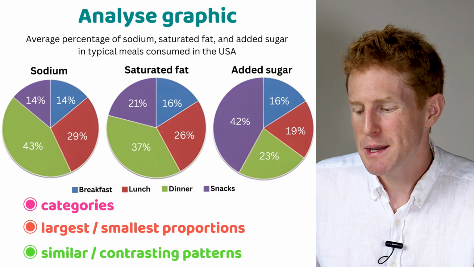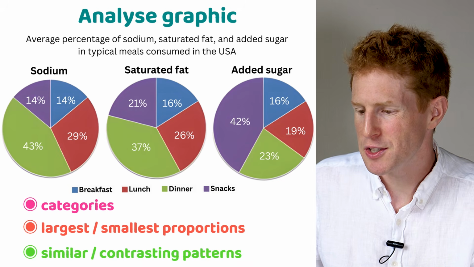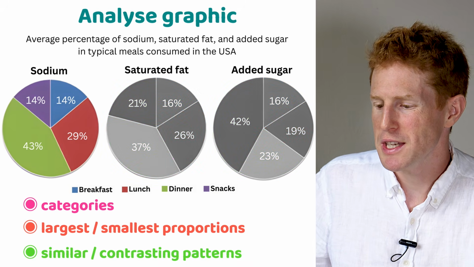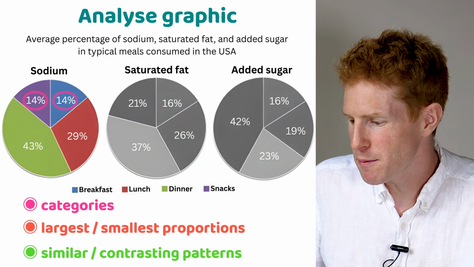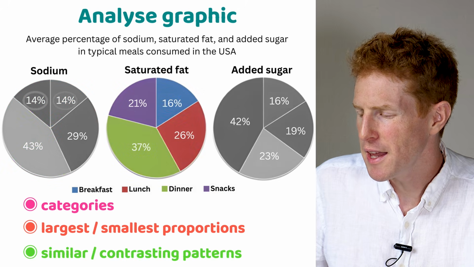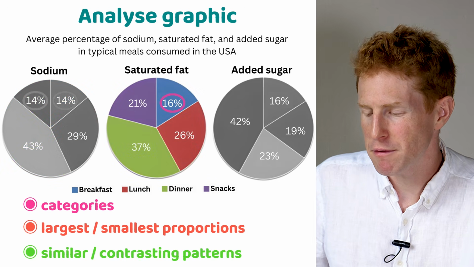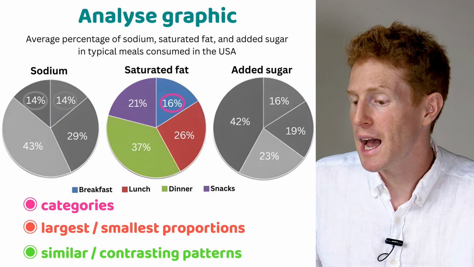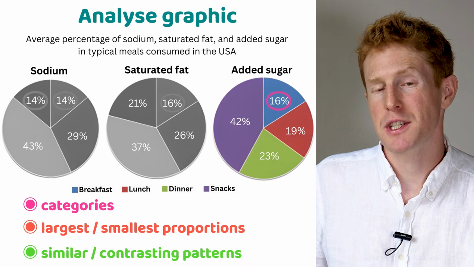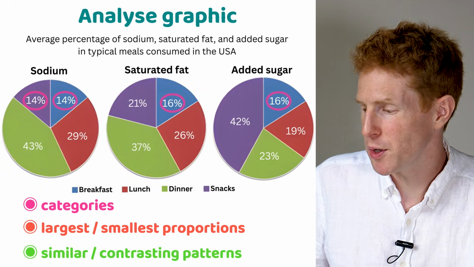Next, I'd look at similar and contrasting patterns. So for example, if we look at sodium, we can see that there's 14% in both snacks and breakfast. And then if we look at 16% for saturated fat at breakfast, and 16% at breakfast for added sugar, I would also make a point of mentioning that.